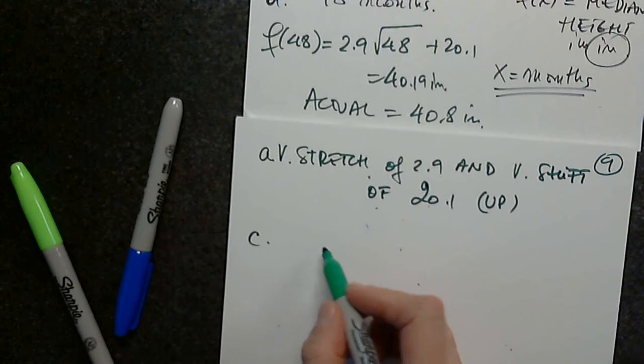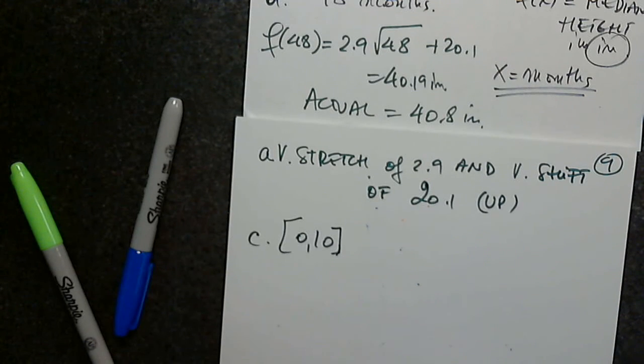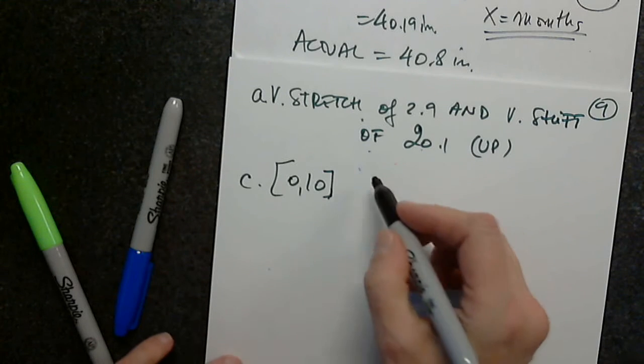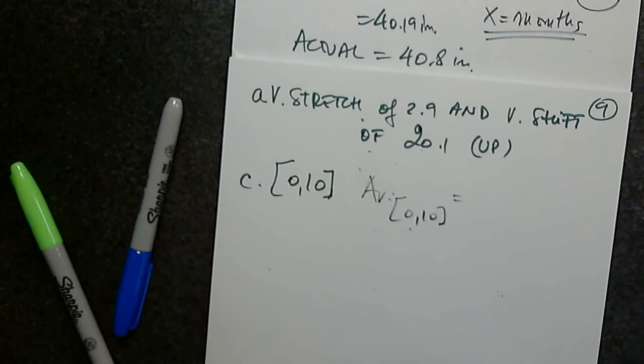Okay, so this is C, indeed. Between 0 and 10. So between 0 months and 10 months, they want us to determine the average rate of change of the median height. How do I determine the average rate of change between 0 and 10? Can anyone dictate? y2 minus y1, f of x2.